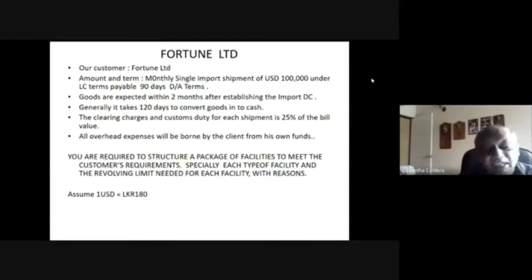There we write, at the left starting point, US dollars 100,000 90 days LC.